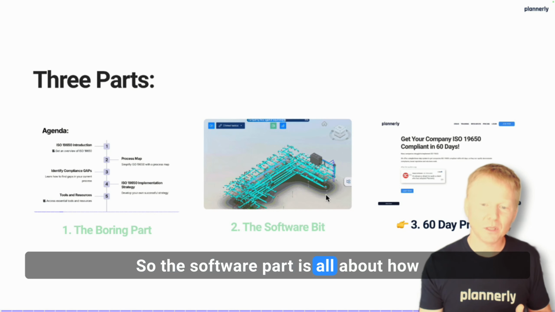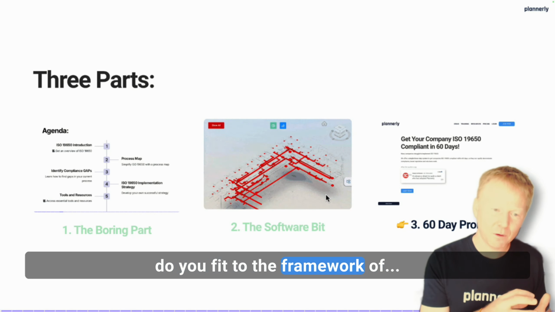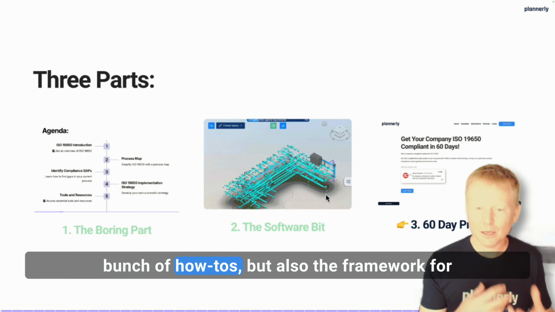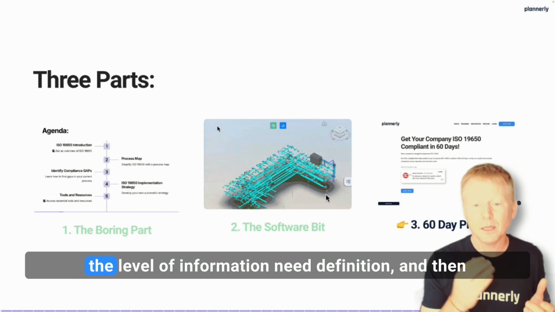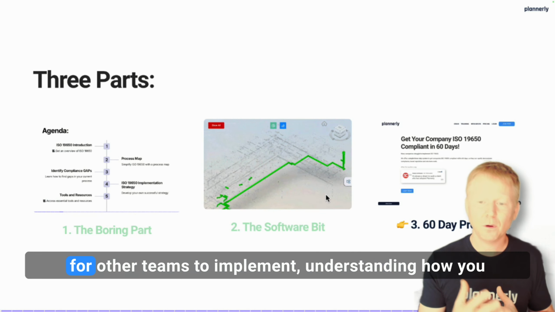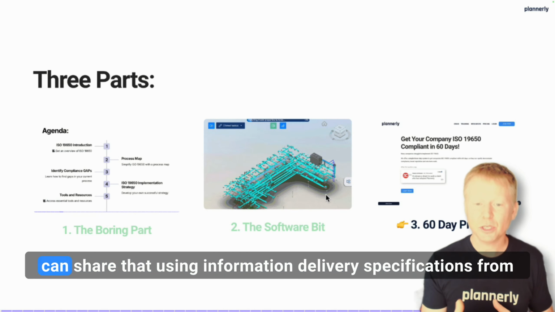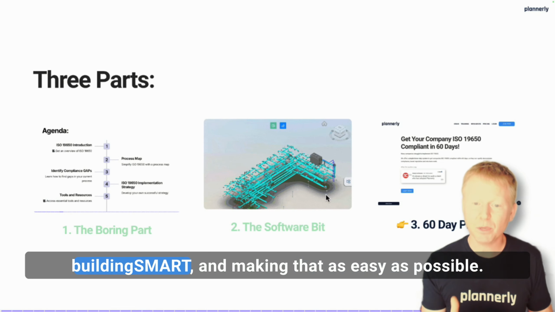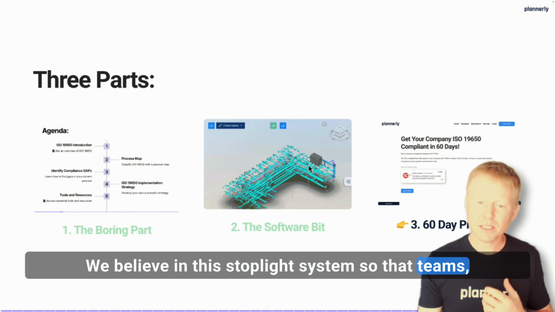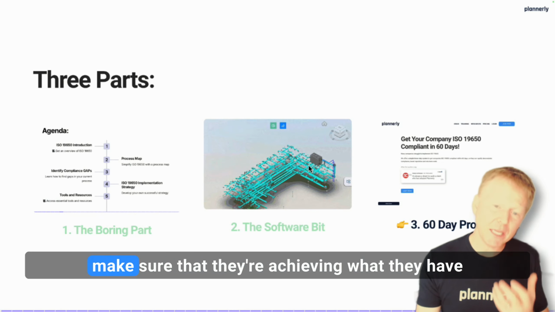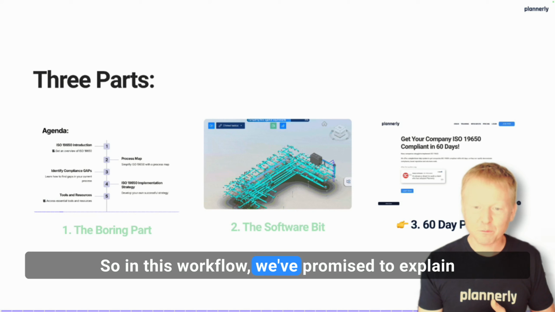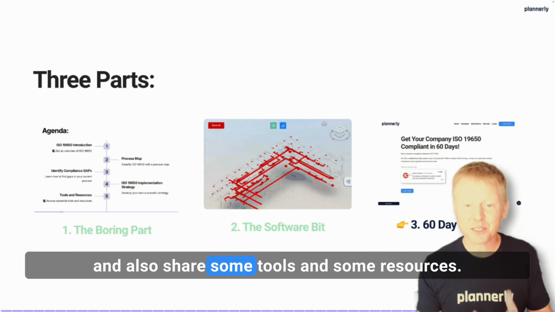So the software part is all about how do you fit to the framework of ISO 19650, which is a combination of a bunch of how-tos, but also the framework for the level of information need definition, and then tying that through in a way that's practical for other teams to implement, understanding how you can share that using information delivery specifications from Building Smart, and making that as easy as possible, we believe, in this stoplight system so that teams, when they are submitting their work, can make sure that they're achieving what they have said and what they've contracted to do.